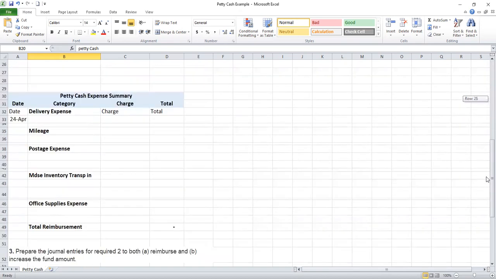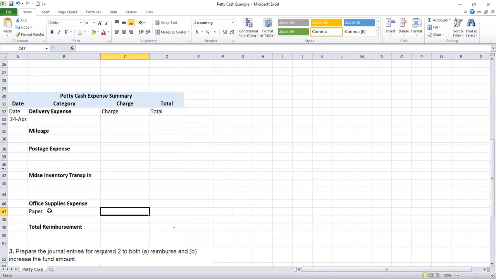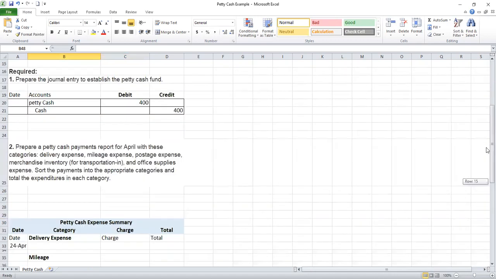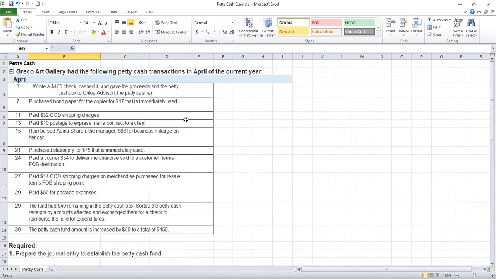So down here, this is what your assignment will look like. There's already categories made for you. You just need to look at all the transactions up above and categorize them. So bond paper, you could just put paper is an office supply expense. You see the ones we have here: delivery expense, mileage, postage expense, merchandise inventory, transporting in, office supply expense. So the paper was $17. Okay. Go up. Don't worry about anything else. Just take it line by line.